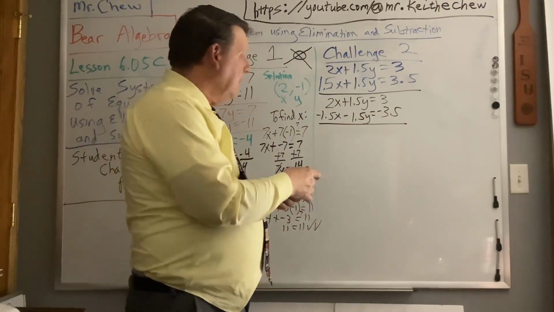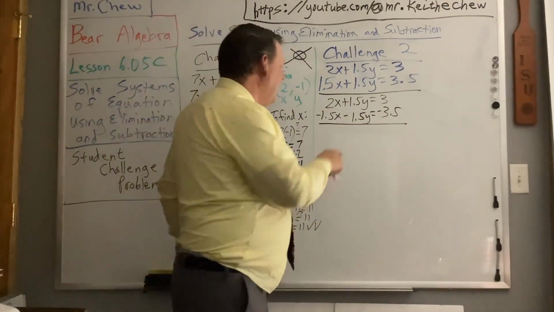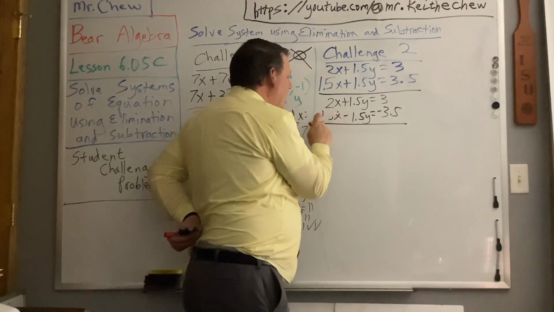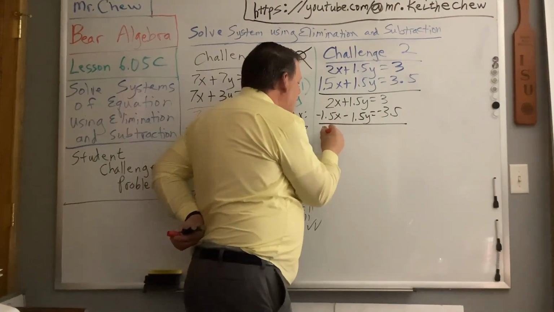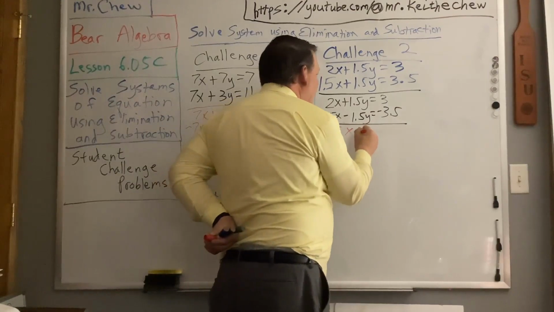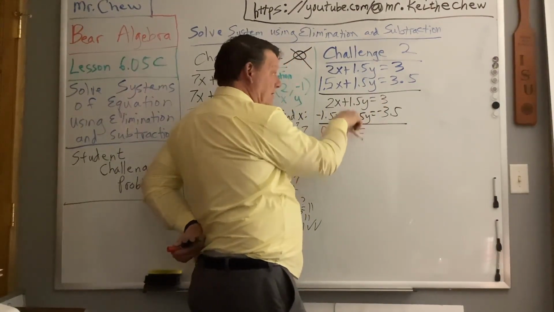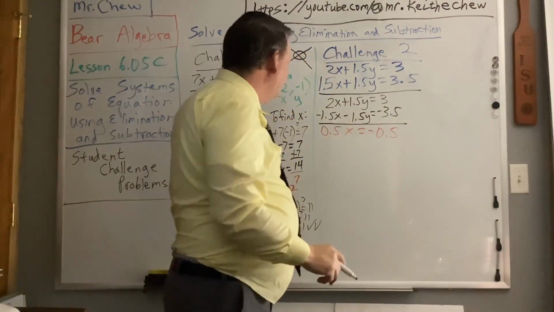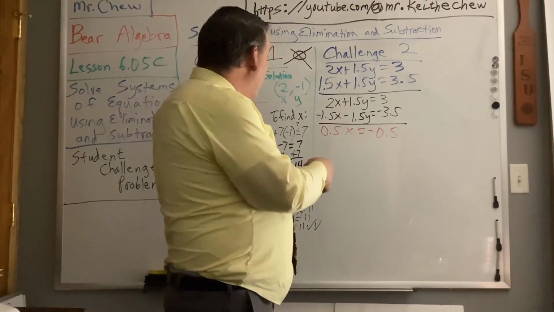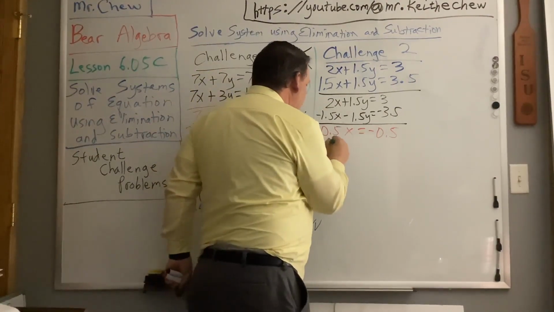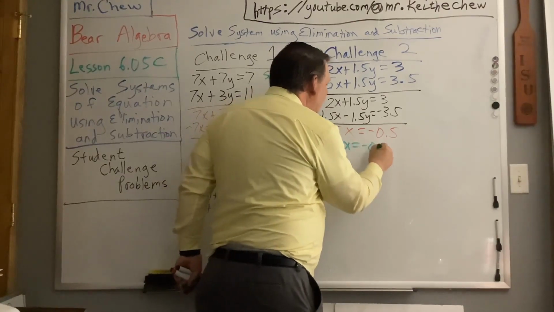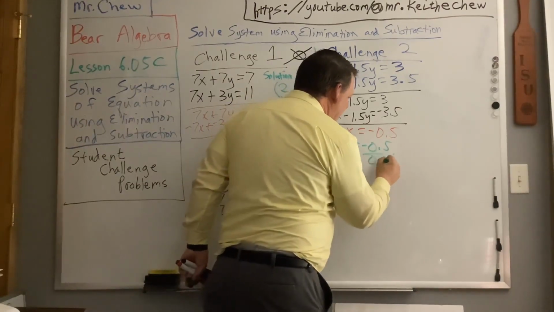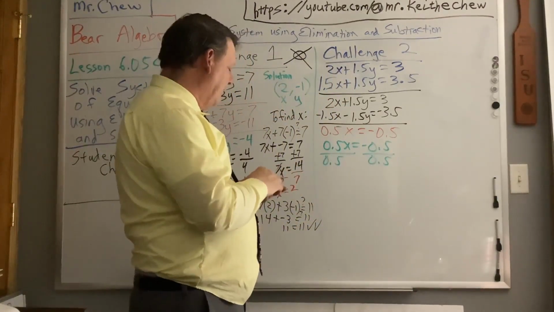Now, this is like the lesson that we did yesterday. These are opposites, which means when I add down, they'll be gone. So 2x minus 1.5x is 0.5x, and that's going to equal, this is gone, they're opposites, 3 minus 3.5, which is negative 0.5. All right, now I'm going to rewrite that and use the division property of equality to divide both of them by 0.5.